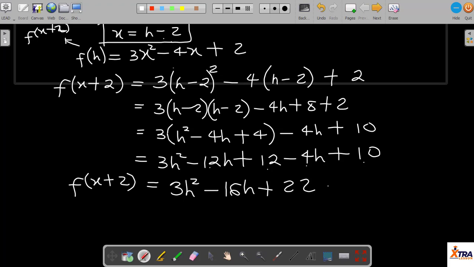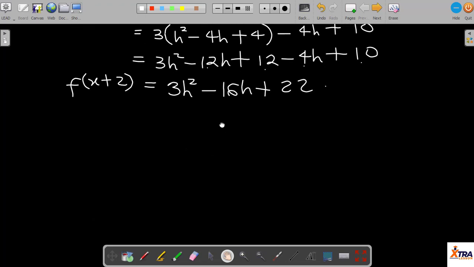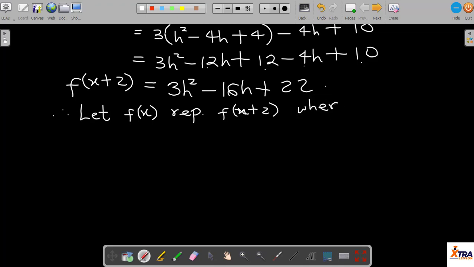So this is our f of x plus 2 in terms of h. But we want to regard it in terms of x. So what do we do? We simply say, therefore, we let f of x represent f of x plus 2, where x represents h. So in short, this one becomes f of x, and then instead of h here, it becomes x.